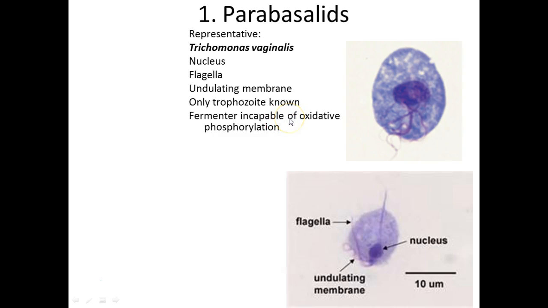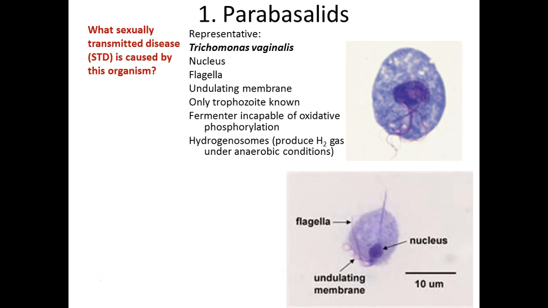They are fermenters, incapable of oxidative phosphorylation. That's what we do with our mitochondria, oxidative phosphorylation to make ATP. They're reliant just on fermentation, which means they don't produce as much energy from each molecule of glucose that they break down. They have hydrogenosomes. These actually produce hydrogen gas under anaerobic conditions, so these guys tend to be really smelly when they grow. They can infect, typically for women, the vagina. So they'll cause a sexually transmitted disease referred to as trichomoniasis.